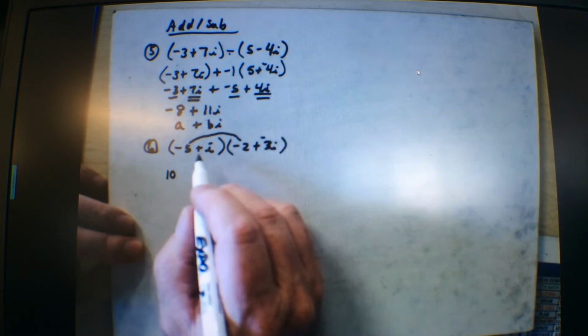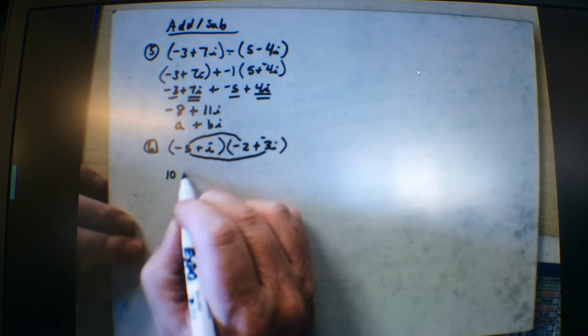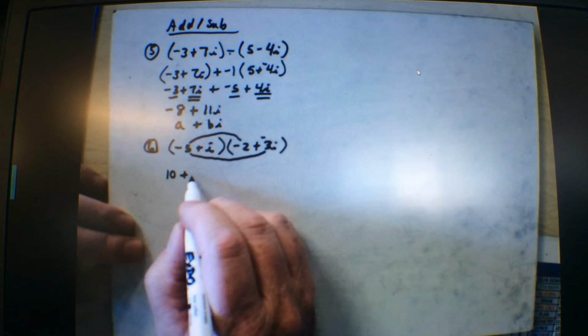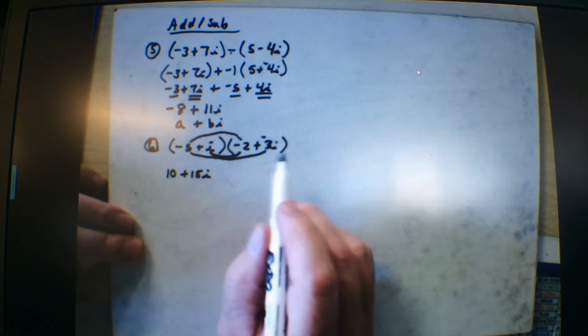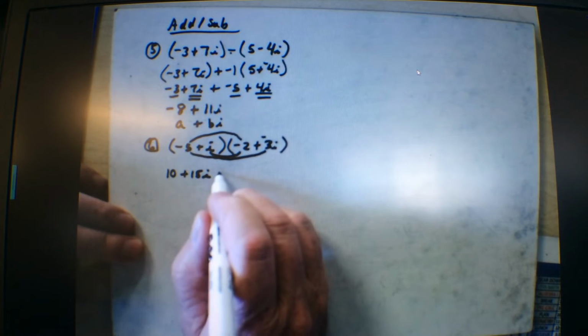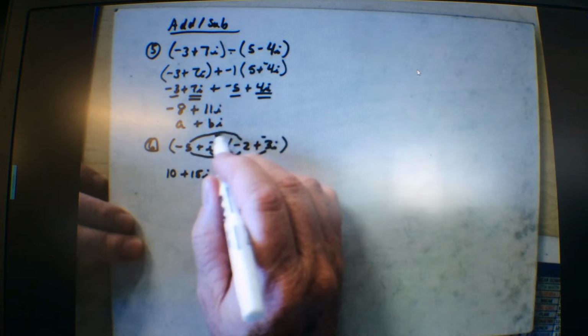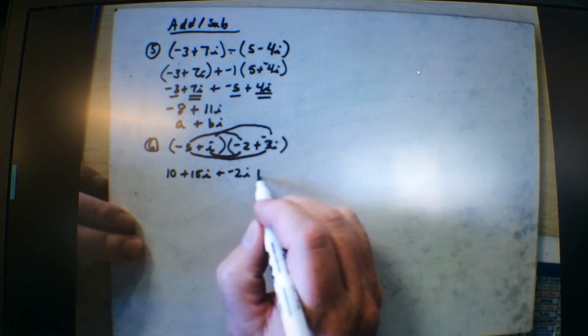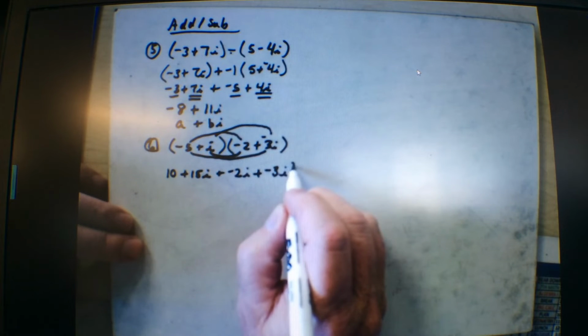So that's first, and then I go outer. What's that? 15i. Is that inner 3i? Yes. Negative 3i. Negative 2i plus i squared. And then last but certainly not least is what? Oh wait, negative 3i squared. A negative 3i squared.